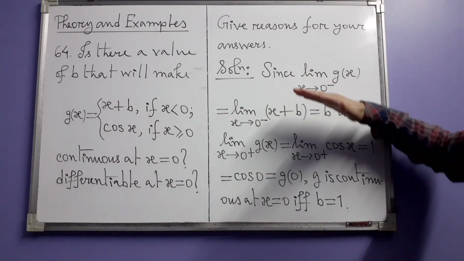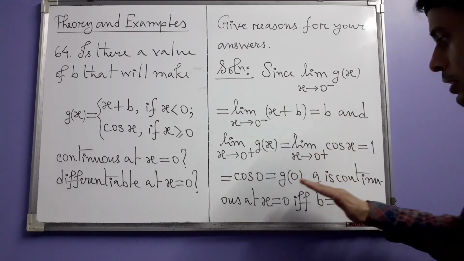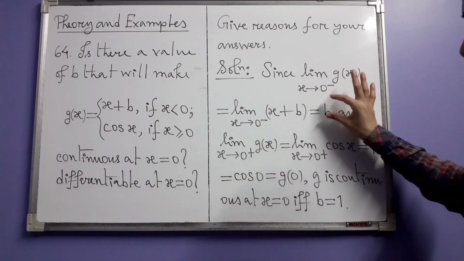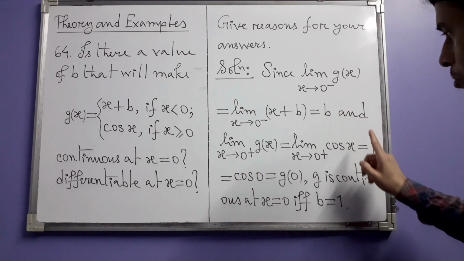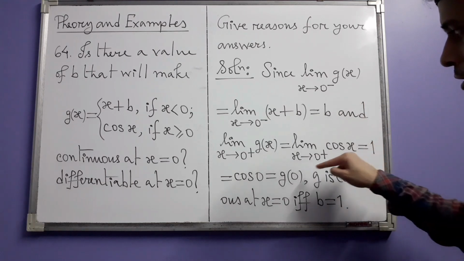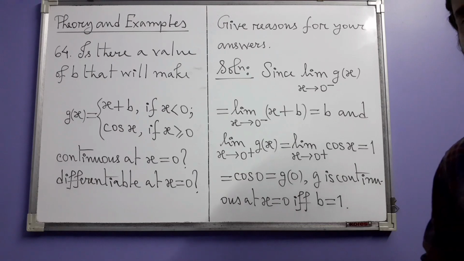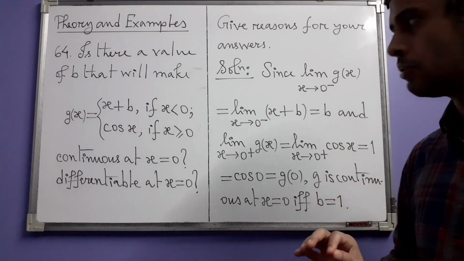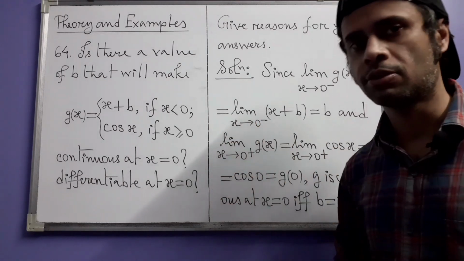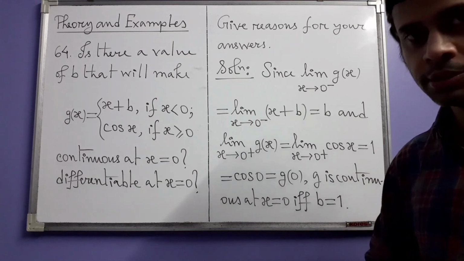So that means in order to have continuity at x equal to 0, the left hand limit b should be equal to the right hand limit, which is already equal to the function value. That means b has to be equal to 1. That is the only value of b which makes this function continuous at x equal to 0.